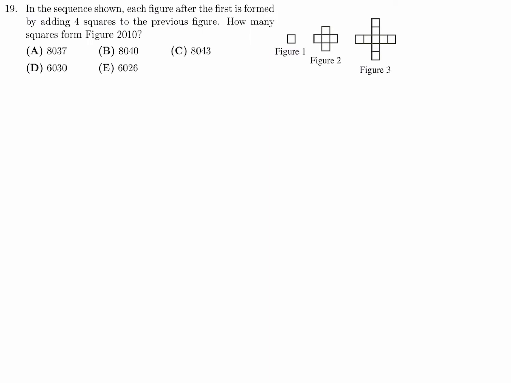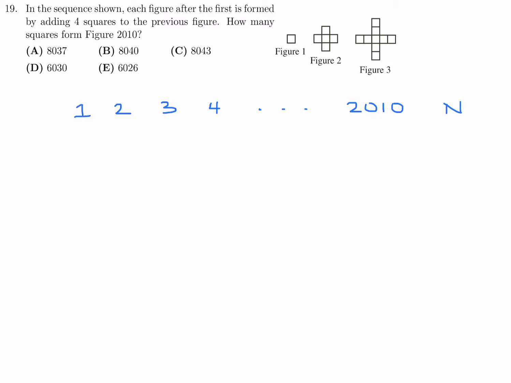In the sequence shown, each figure after the first is formed by adding 4 squares to the previous figure. How many squares form figure 2010? So we have the first figure, second figure, third figure, fourth figure, all the way down until the 2010th figure. Now what I want to do is get a general formula for any n, for any value. So let's talk about this.